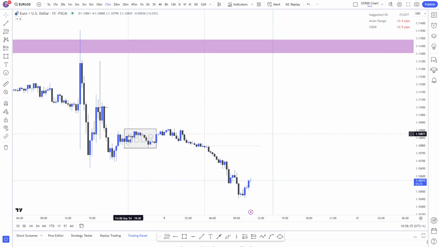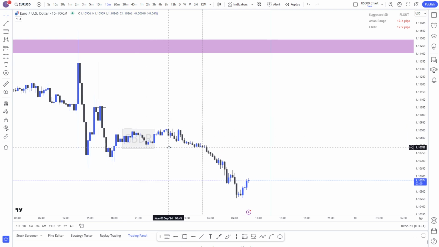The central bank dealers range is what the algorithm refers to. It does not refer to the flout. I don't know who made this up. I think this was one of ICT's lessons where he got a bit carried away, because in my eyes, the flout doesn't really work as well.